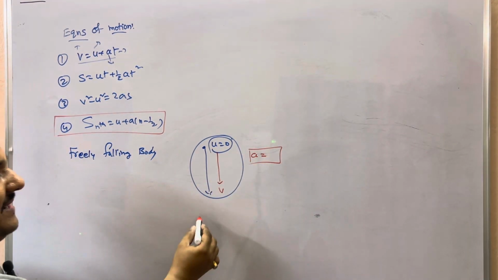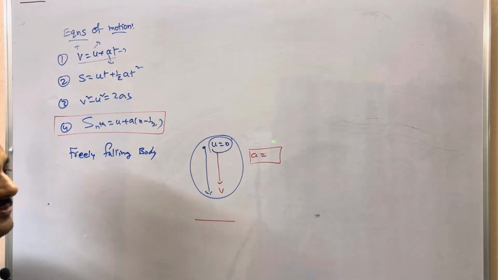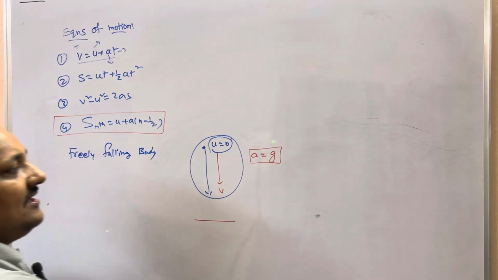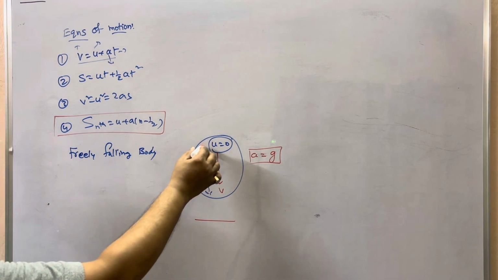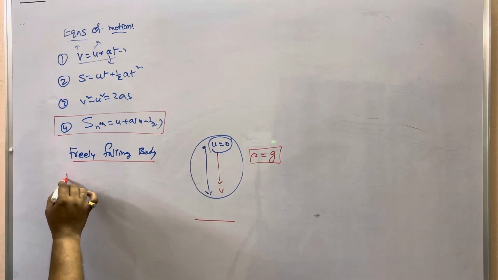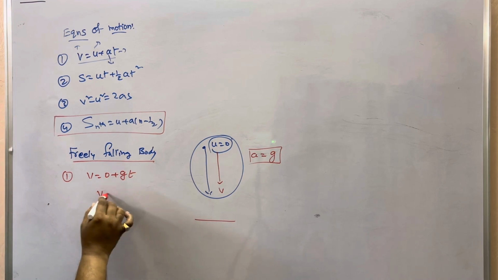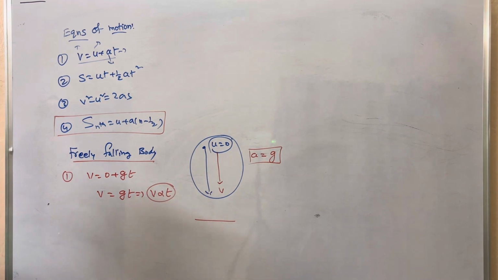Why is the velocity increasing? Because this object is attracted by the gravitational pull of the earth. Therefore this acceleration is the acceleration due to gravity, so we take A as G. If you apply the equations of motion for the freely falling body, V is equal to 0 plus GT, so V is equal to GT. V is directly proportional to T. Velocity increases with respect to time.